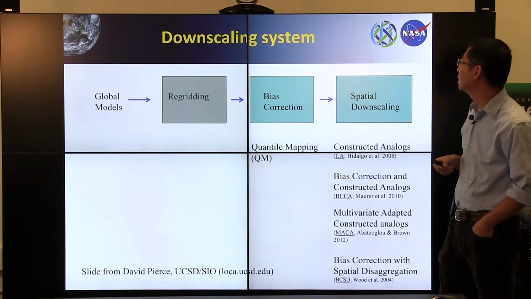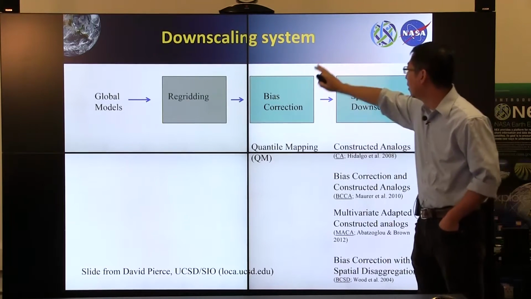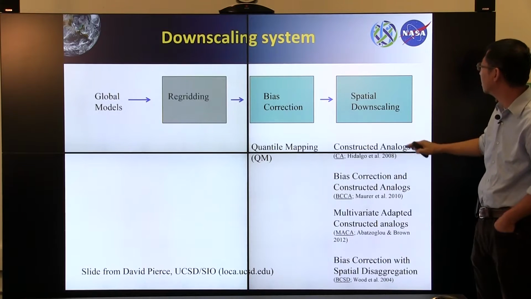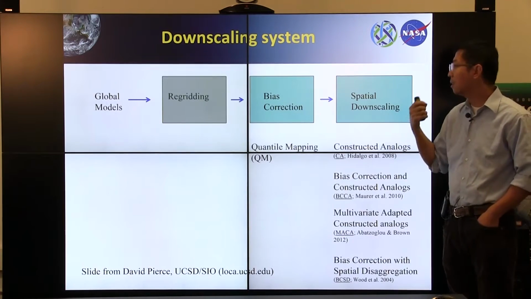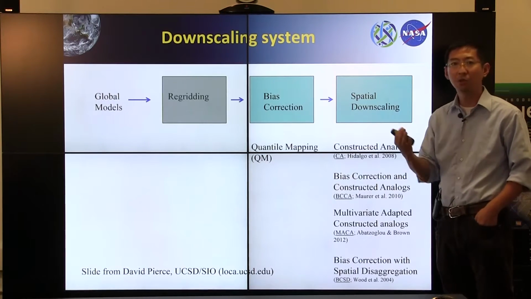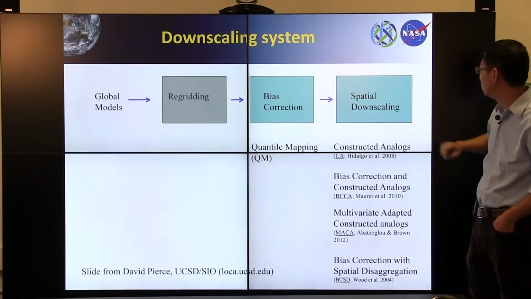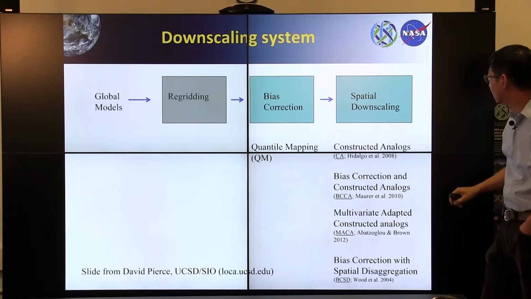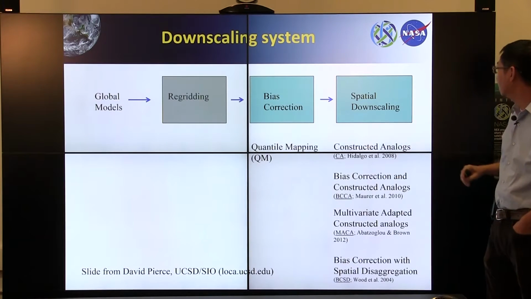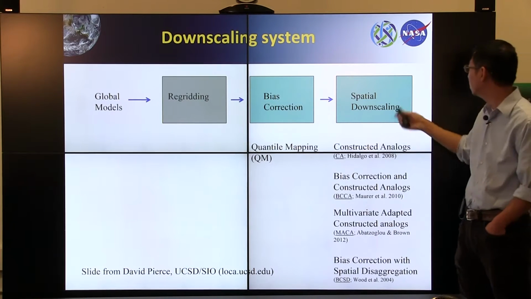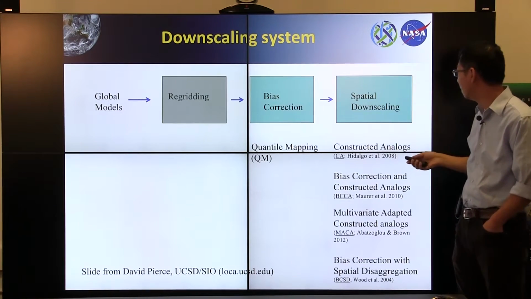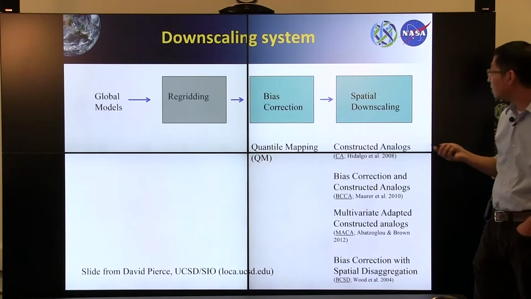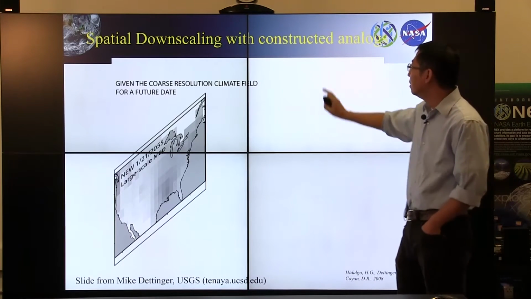So this is a very typical downscaling system. Last time we talked about how to do bias correction. But there's a second step in statistical downscaling, which is how you actually downscale or interpolate coarse resolution GCM output to higher resolution grids. There are different ways you can do it. This is called constructed analogues, which is a traditional way to do the spatial downscaling. As you can tell, to learn LOCA, we have to learn constructed analogues first. All right.